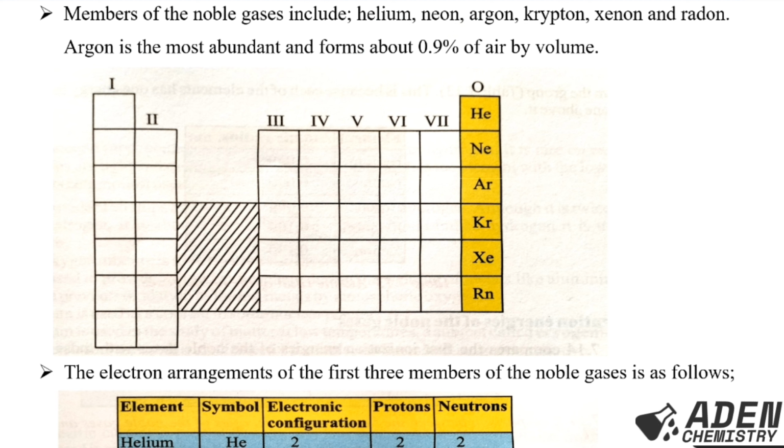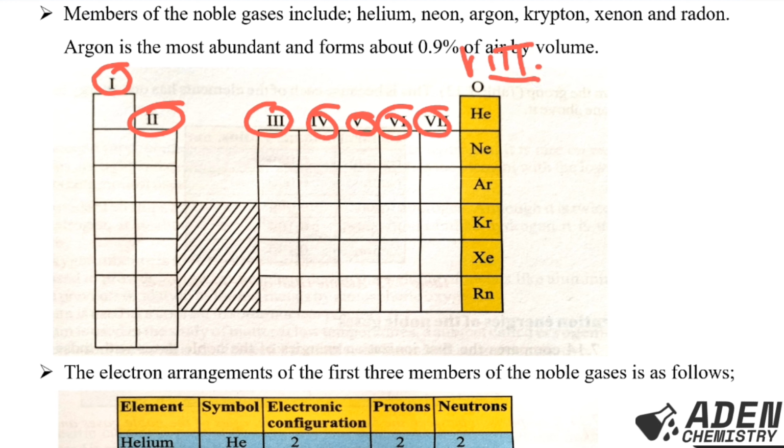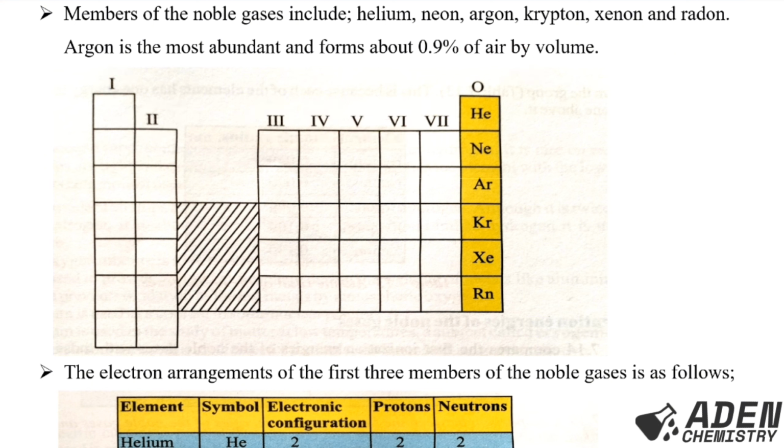So when we see the periodic table, we said it consists of 7 periods and 8 groups. So we have group 1, group 2, group 3, group 4, group 5, group 6, group 7, and this is group 8, which we sometimes refer to as group 0 because they don't gain nor lose electrons. So the members include helium, neon, argon, krypton, xenon, and also radon.